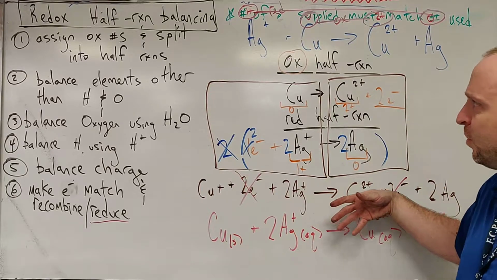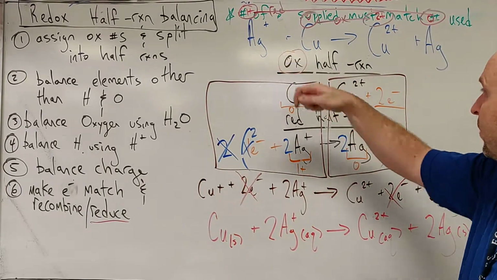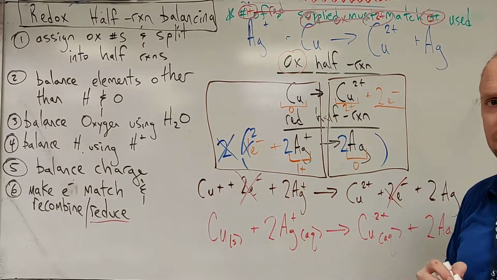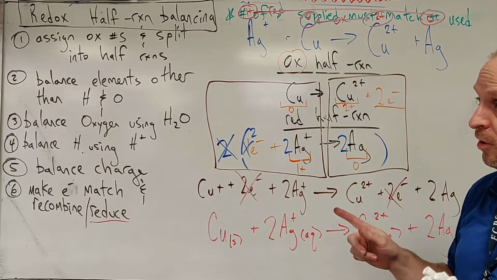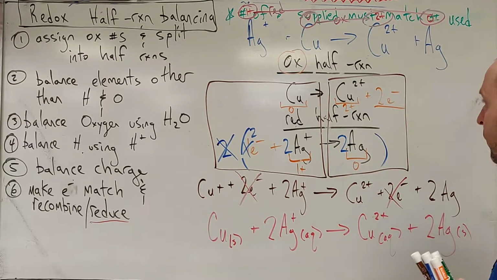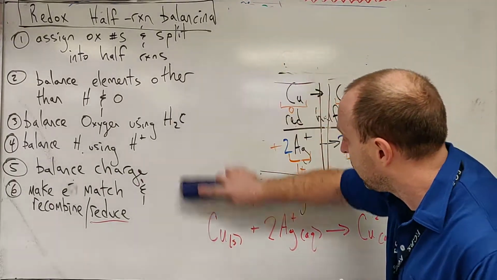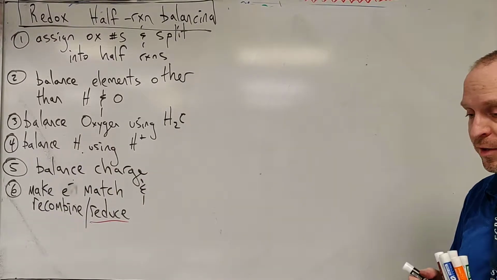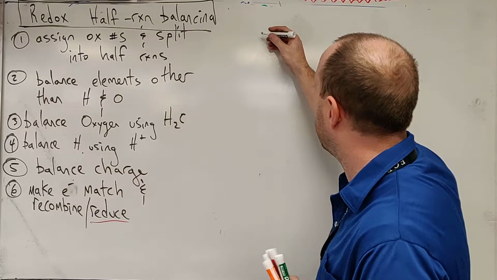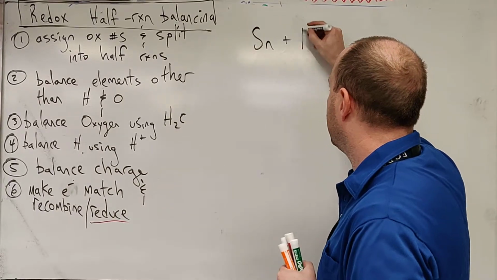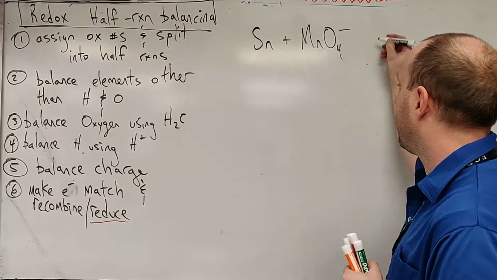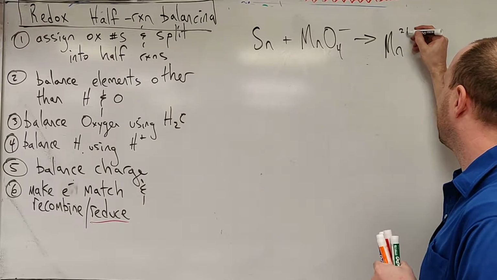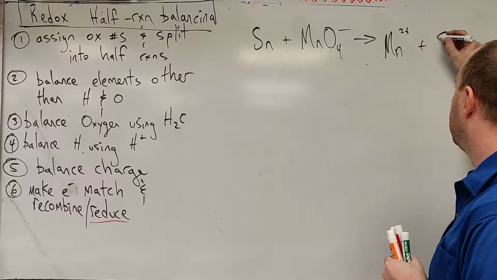Again, this one's trivial because you could have just looked at it and said, oh, I'm going to need 2 of those so that that'll balance out, but it's the same process. All right, so we'll take a look next at a slightly harder example, but we're going to use the same process, so it won't be terribly foreign to us. We're going to take a look at tin metal reacting with the permanganate polyatomic ion. And that's going to give us manganese ions and tin ions.